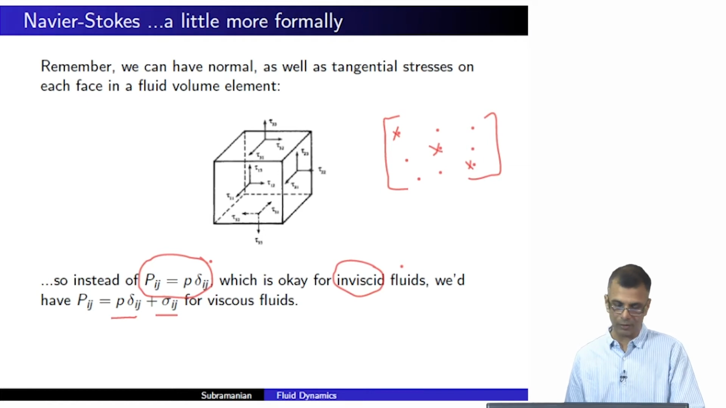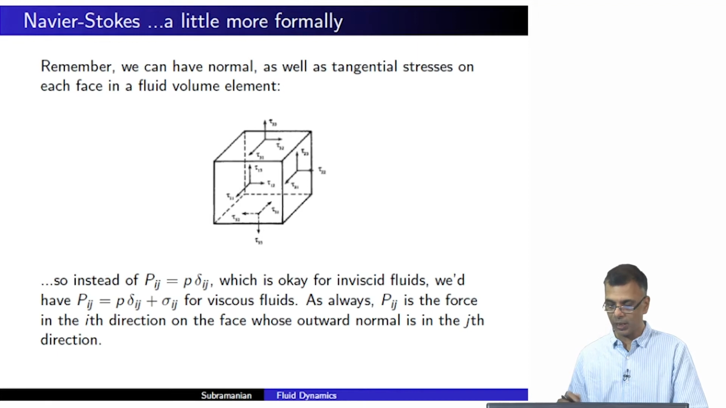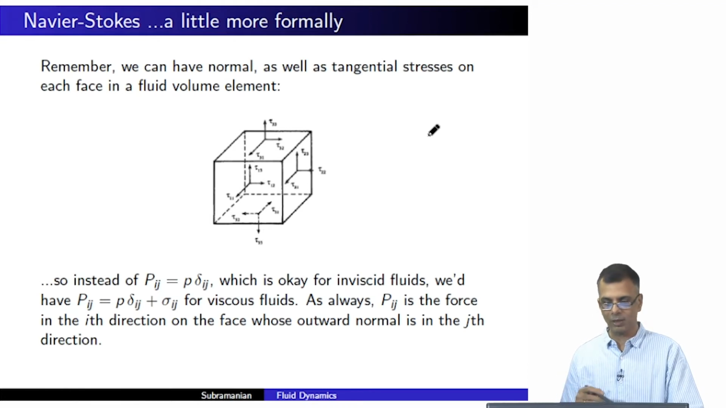As always, P_ij is a force in the ith direction. i can be x, y, or z, on the face whose outward normal is in the jth direction. Again, j can be x, y, or z. If it so happens that j is equal to i, you have p_xx or p_yy or p_zz. If not, you have the shear stresses. So when i is equal to j, you get the diagonal elements of the pressure tensor. If not, you have the off-diagonal elements, right? We've said this before, and what we're now saying is no different from that.